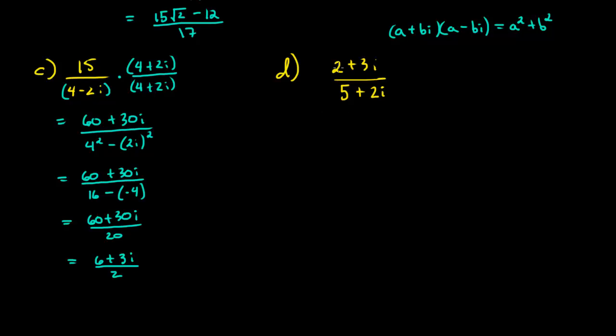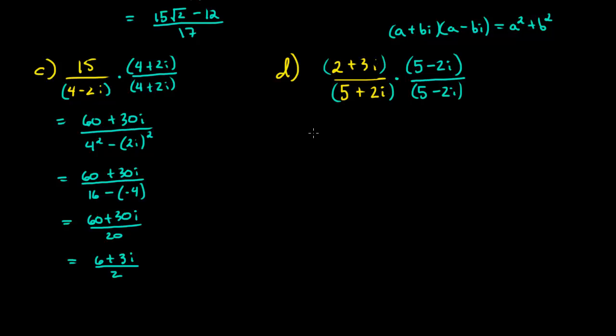Okay, next we've got 2 plus 3i over 5 plus 2i. So in this example, again, we're going to try to simplify by rationalizing the denominator. So again, I can look at the denominator and say, what's the complex conjugate of the denominator? Well, the complex conjugate of the denominator is 5 minus 2i. So I multiply both the numerator and the denominator by 5 minus 2i.